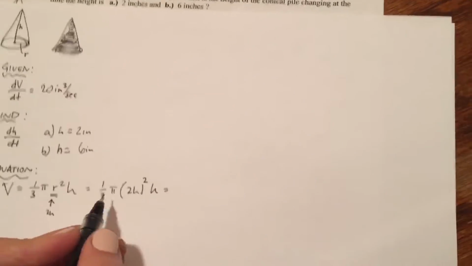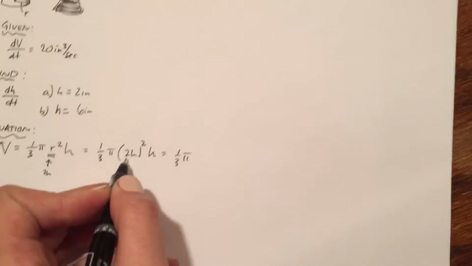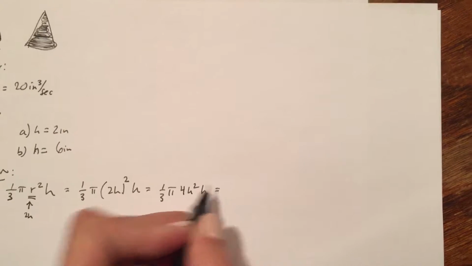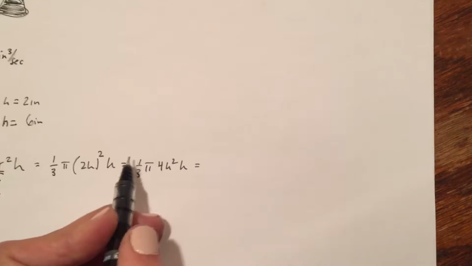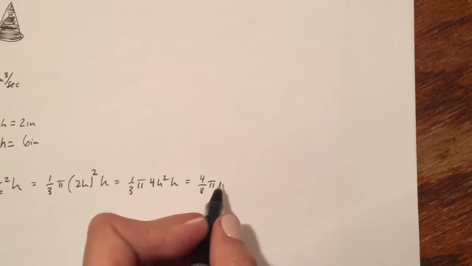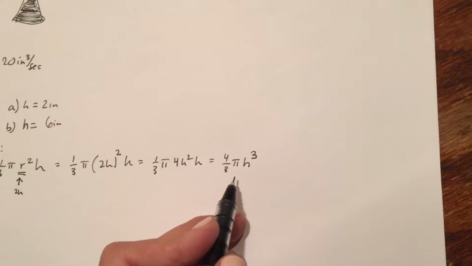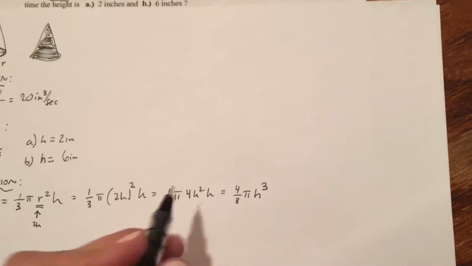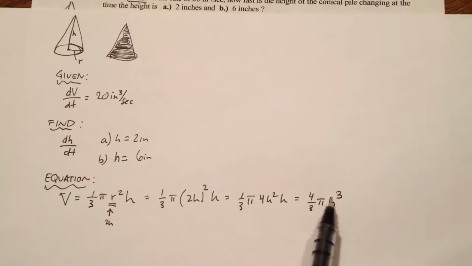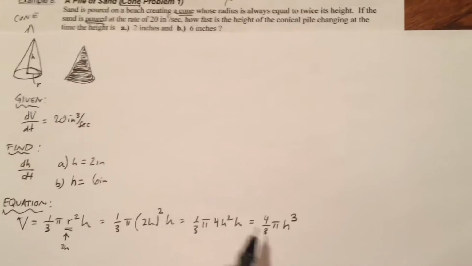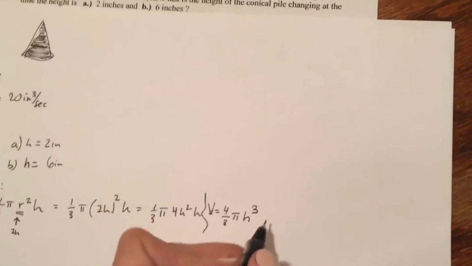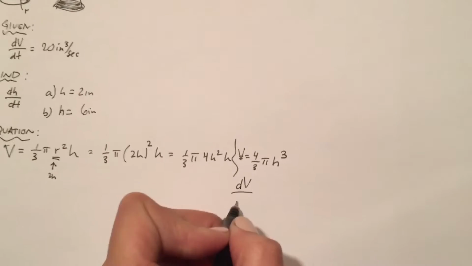If I simplify further, we get 1/3 pi. 2 times 2 is 4, h times h is h squared, so 4h squared times h. Then I'm going to move the 4 to the numerator, so 4/3 pi, and h squared times h gives h cubed. That equals V, and that's my volume formula. But I'm looking for dh/dt, so the only way to get it is to take the derivative of this, which equals my volume. If I take the derivative, I get dV/dt.